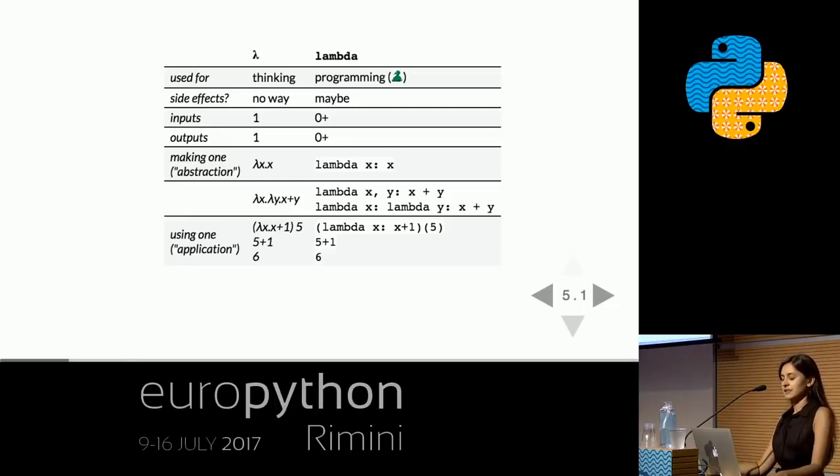Okay, so, I guess I didn't mention that the lambda in Python is just an anonymous function. It just doesn't have a name. But we're going to be cheating a little bit, and we're going to be naming some of our lambdas just for sanity.